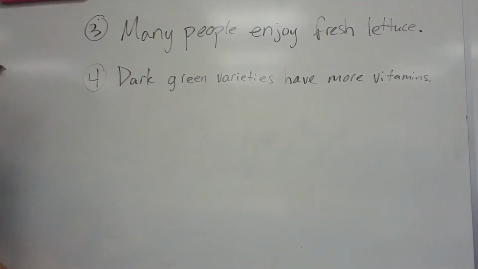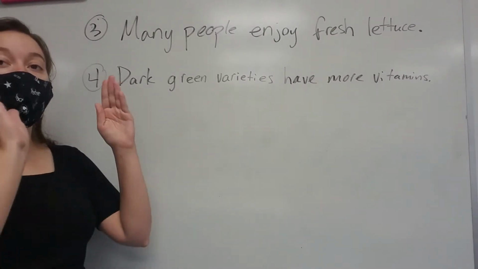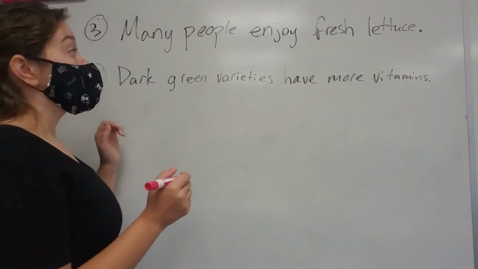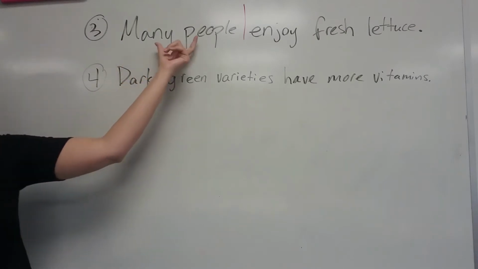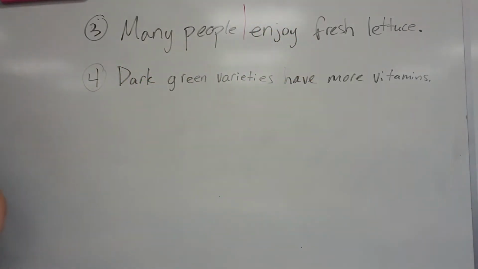All right, so let's look at number 3. Many people enjoy fresh lettuce. What is my complete subject? So where do I divide who or what's doing the action from the action? Bella? Many people. Right, I need to draw a line after people. Many people are my subject. Enjoy fresh lettuce is my predicate.